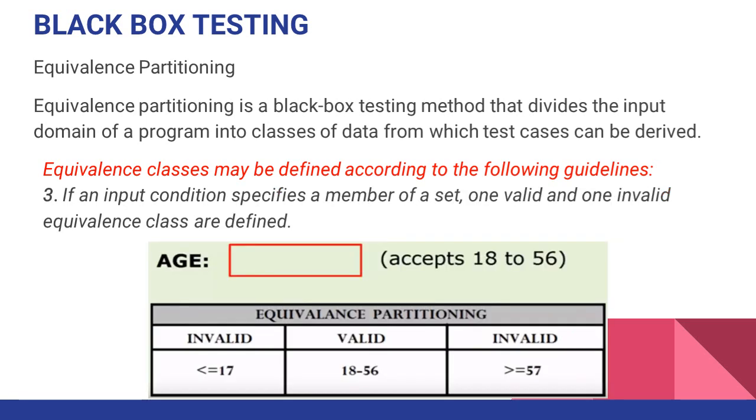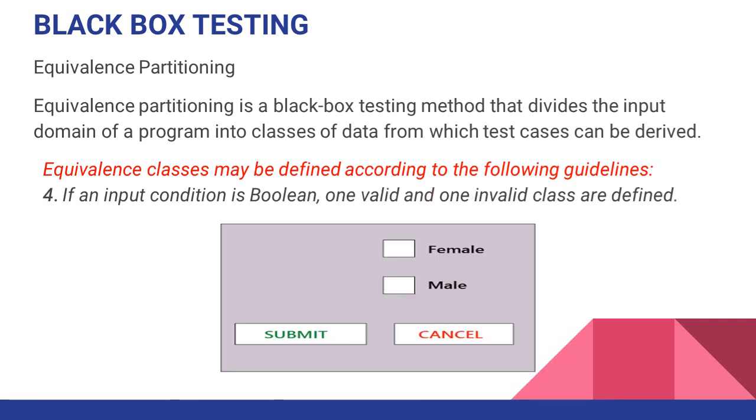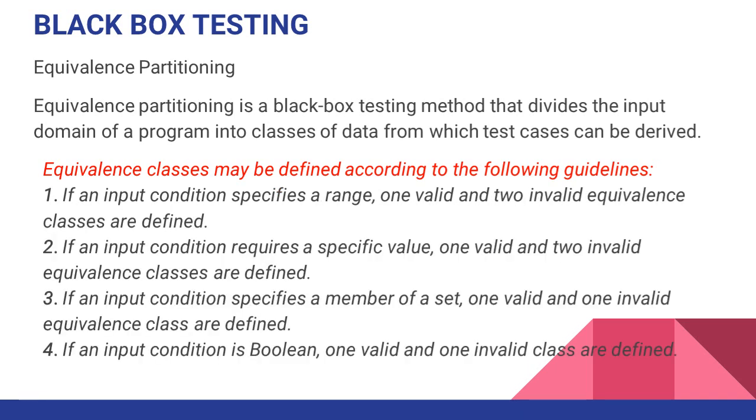The next one is to specify a member of a set, where again we can have one valid and one invalid equivalence class. The last one is Boolean, where one valid and one invalid class are defined. So these are all the guidelines used for the derivation of equivalence classes.